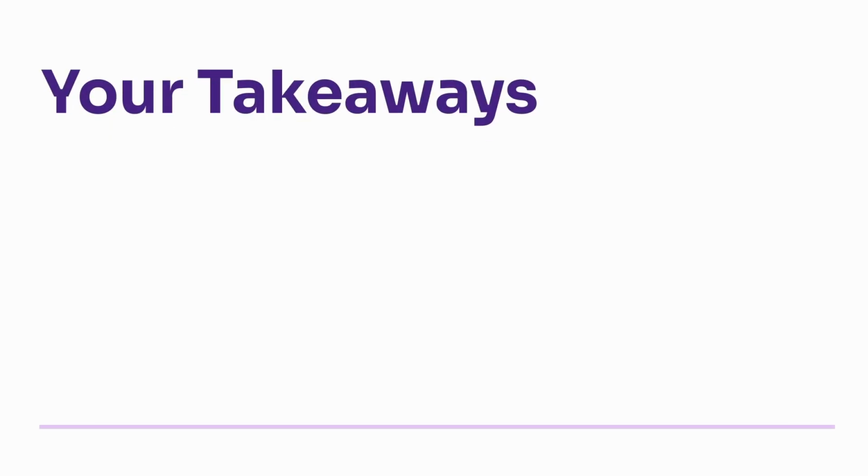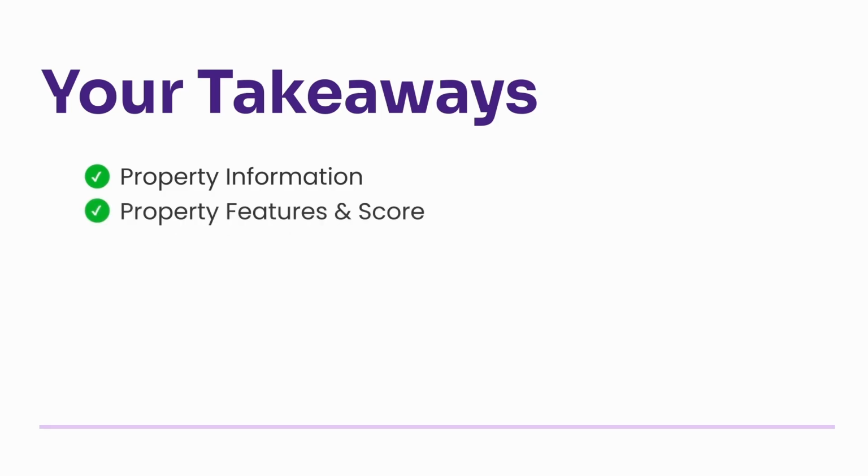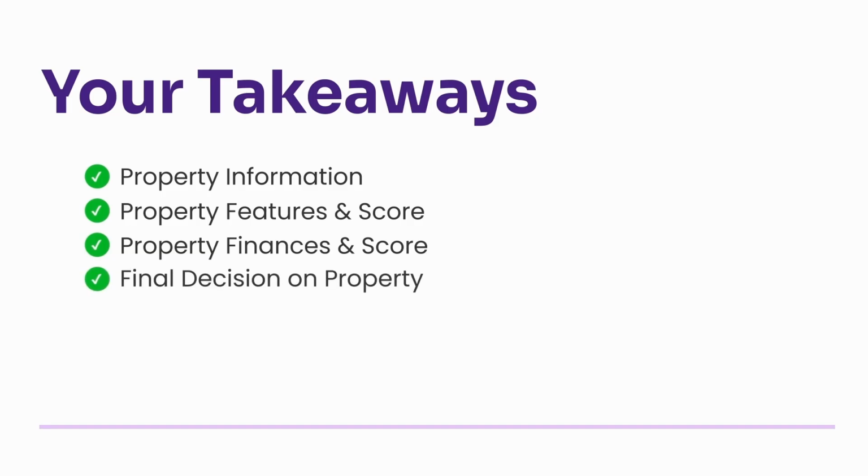Let's review what you got out of this exercise. First, you filled out your property information so that you can very clearly reference which property you are evaluating here. And then for that property, we looked at all of the property features and scored them, which created an average for you. And we compared that in the summary of scores table. We also did the same thing for the property finances, scored those. That average showed up also in the summary of scores table. And finally, you should now have a final decision on this property, whether it is one that you could continue to pursue or it's one that you should discard.